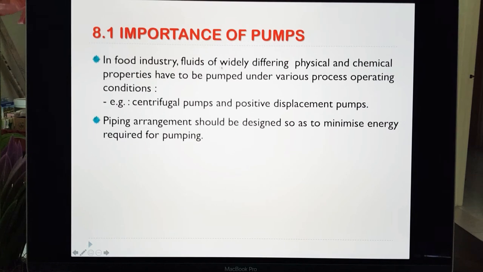Okay, for the food industry, fluids of widely differing physical and chemical properties have to be pumped under various process operating conditions. So for example, we have centrifugal pumps as well as positive displacement pumps. Hence, a piping arrangement also needs to be designed to minimize the energy required for pumping. Okay, so for example, it is best to design the piping at the same altitude. However, if the fluid needs to be transported to a higher altitude, then they need to choose the proper pump that is able to deliver that kind of capacity.